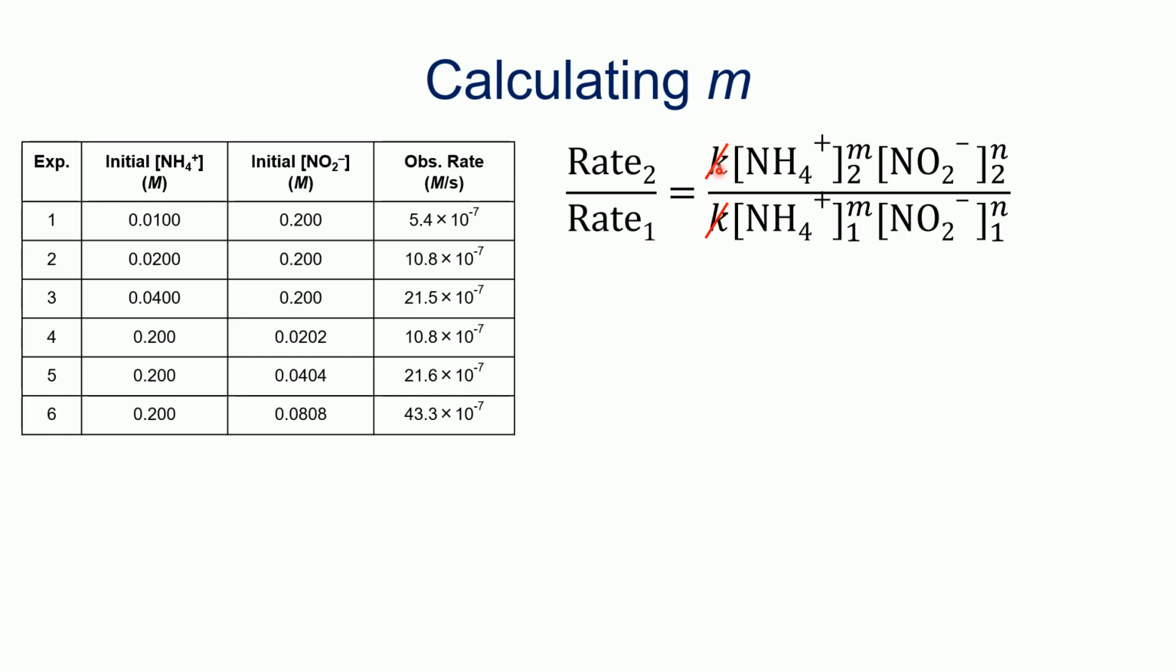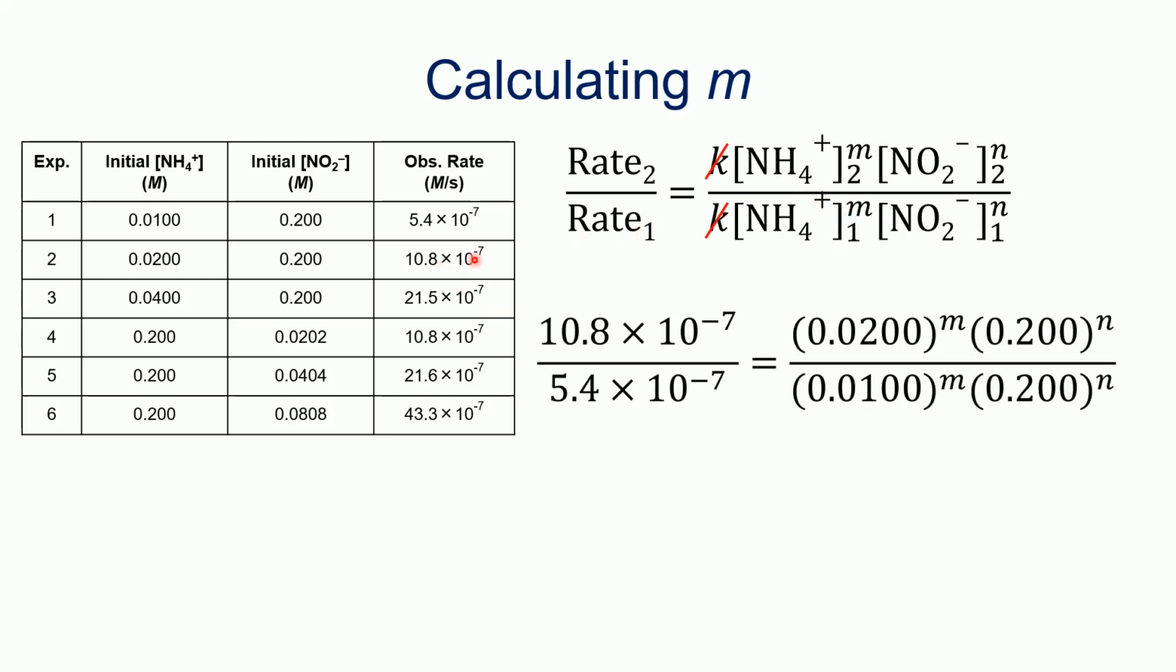Oh, I almost forgot. Since K is a rate constant, the only thing that changes a rate constant is the temperature. So rate constants don't change unless you change the temperature. So we can cancel those out. And now we can put the values in. So our rate in experiment 2 is 10.8 times 10 to the negative 7.